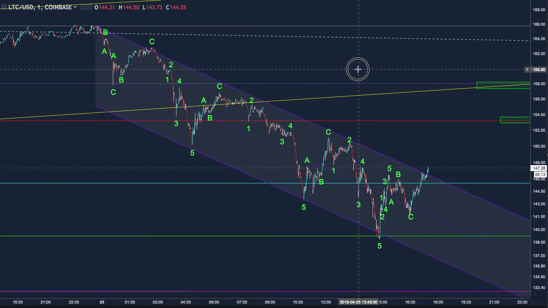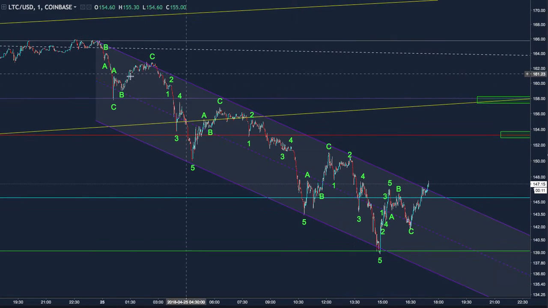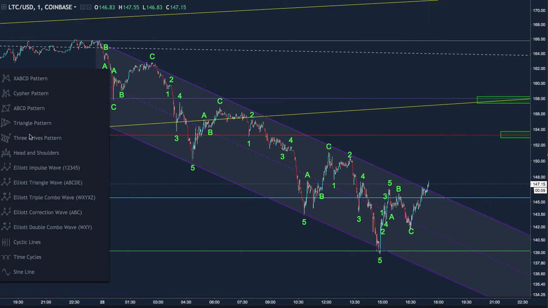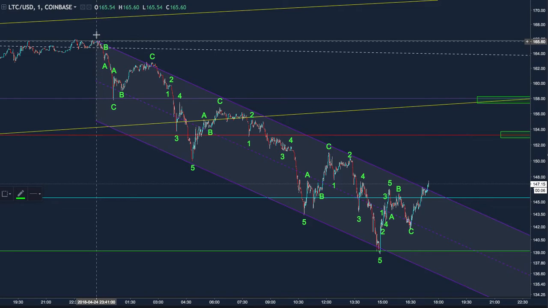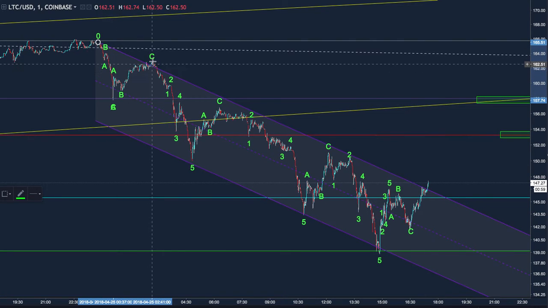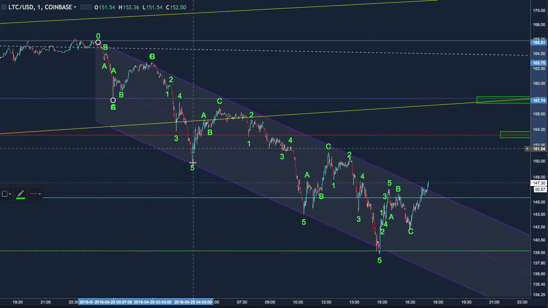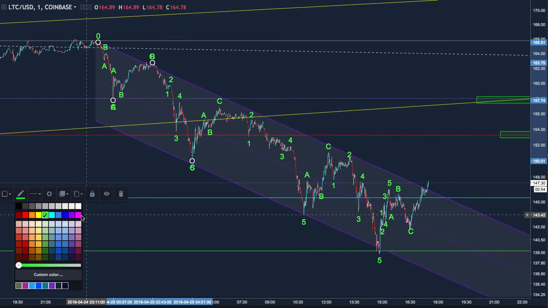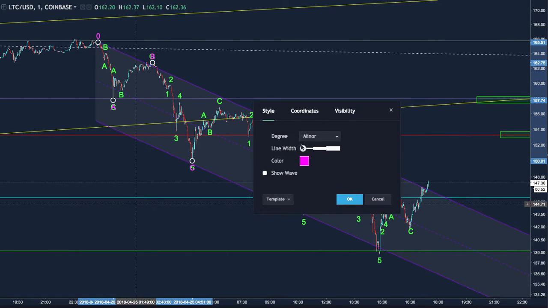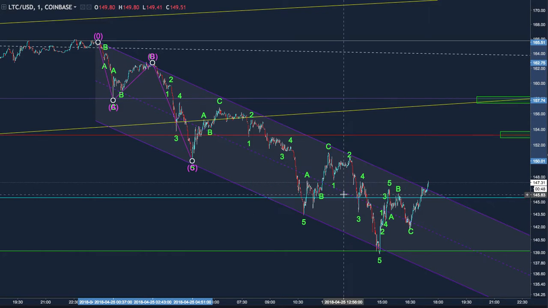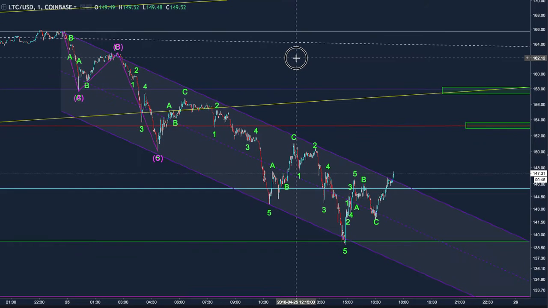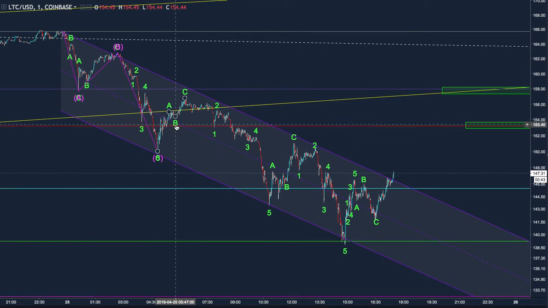So, now that we have this structure laid out, we can just start connecting. If we start from the top left, what we have is an ABC, a 3-wave, a 3-wave, and a 5-wave. Well, that together is going to be an ABC of a larger degree. So label that ABC. I'm going to make this higher degree. Right, I'll show the wave there.